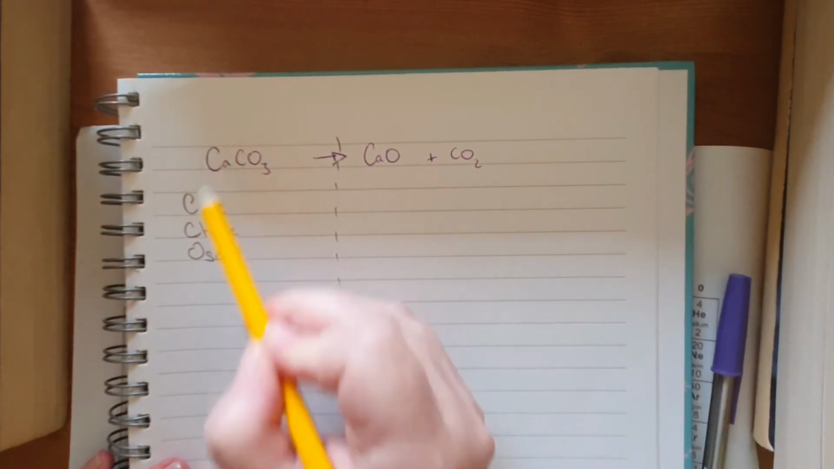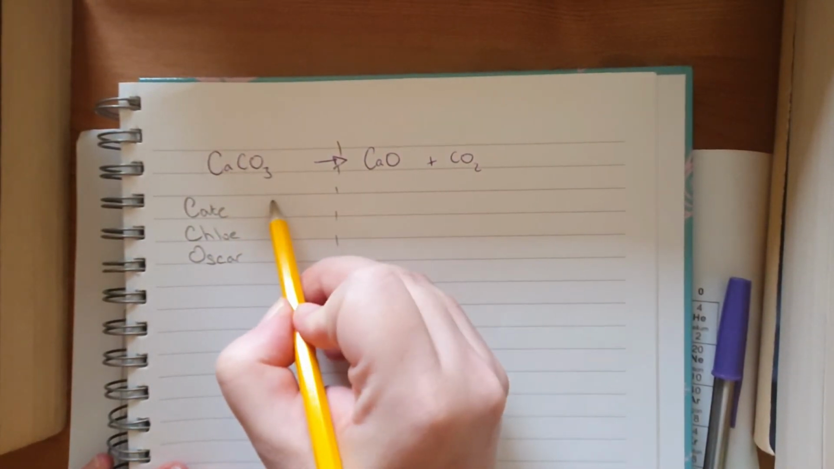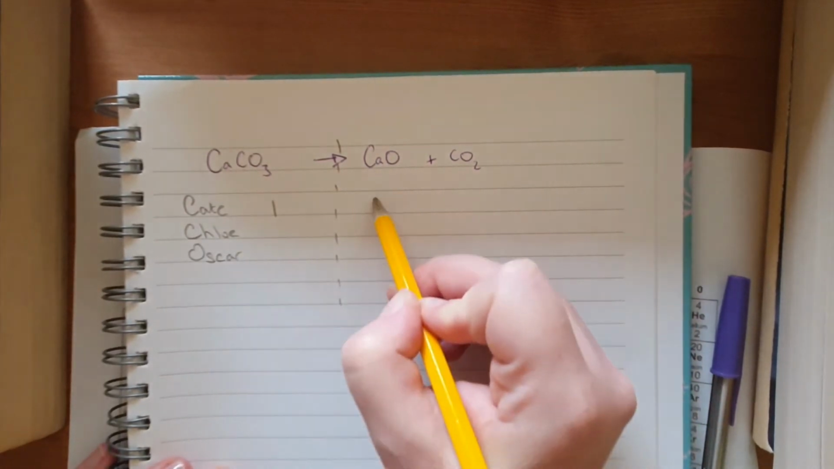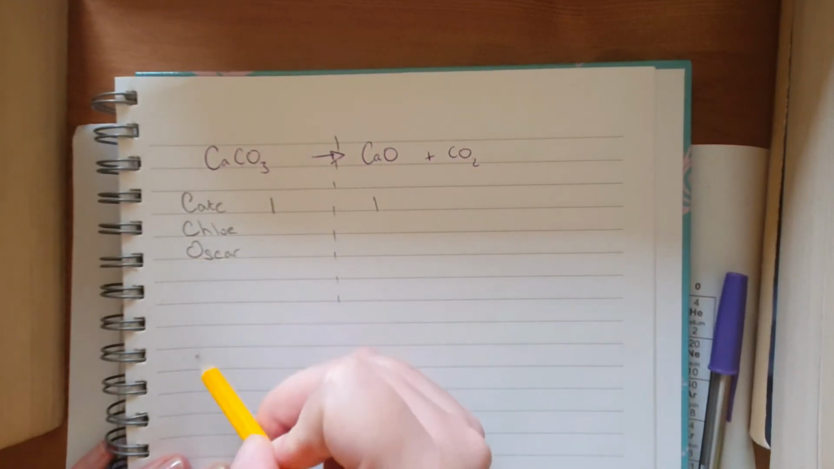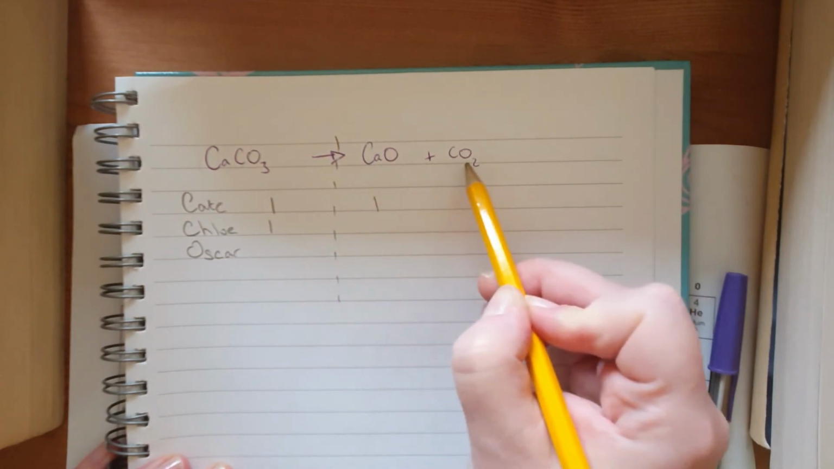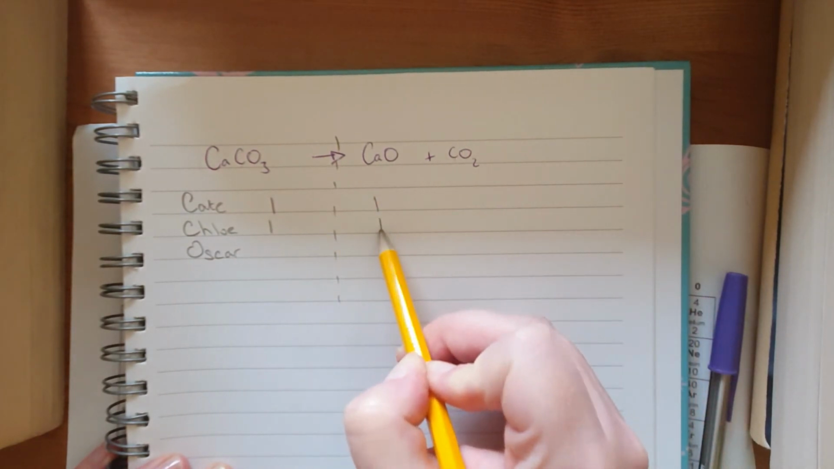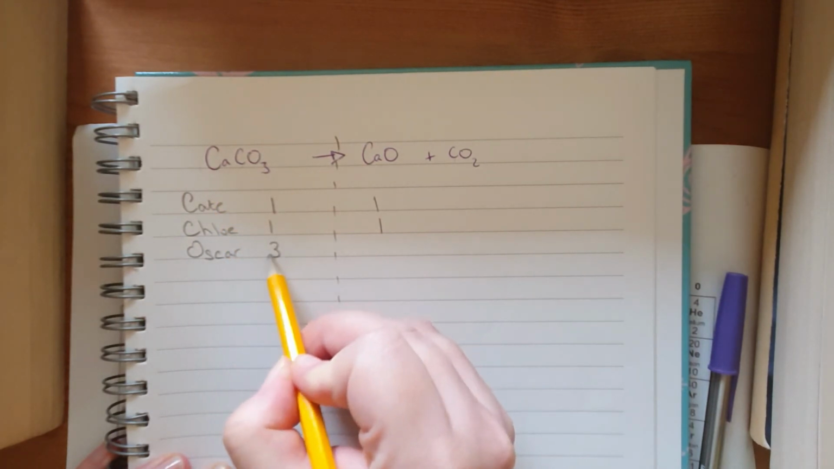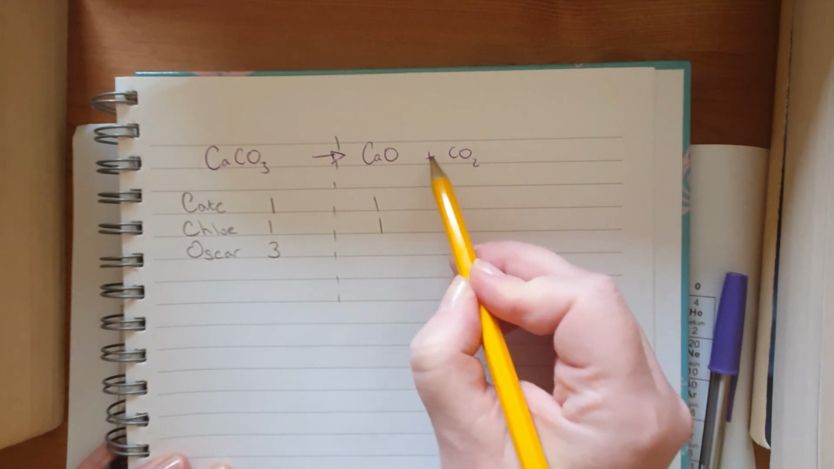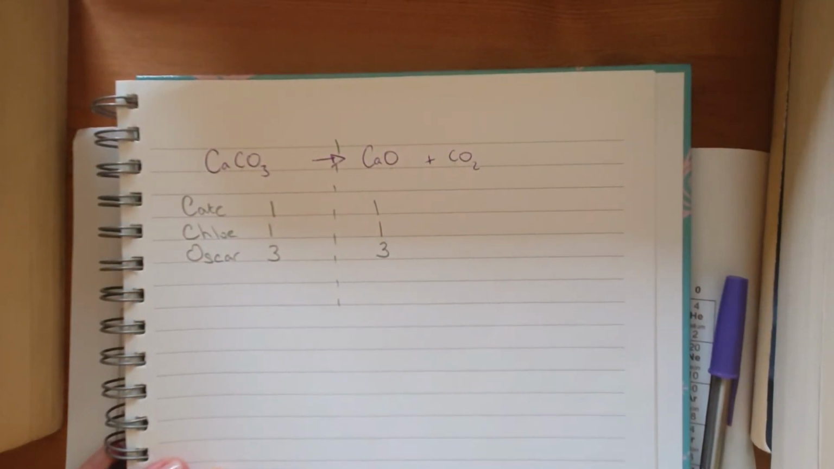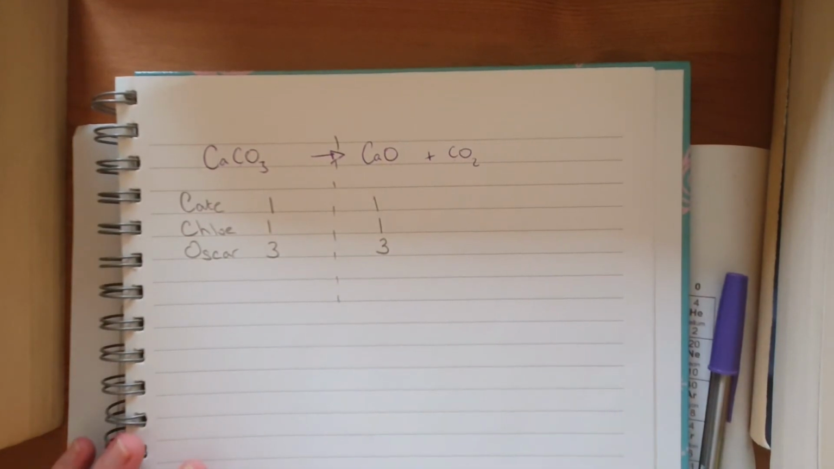Okay, how many Kates get on the bus? There's no number, so it must be 1. How many Kates get off the bus? Again, there's no number, so it must be 1. How many Chloes got on my bus? 1. And how many Chloes got off my bus? 1. How many Oscars got on my bus? 3. And how many Oscars got off the bus? 2 plus 1 is 3. The numbers all match. This one is already balanced. We don't have to do anything.